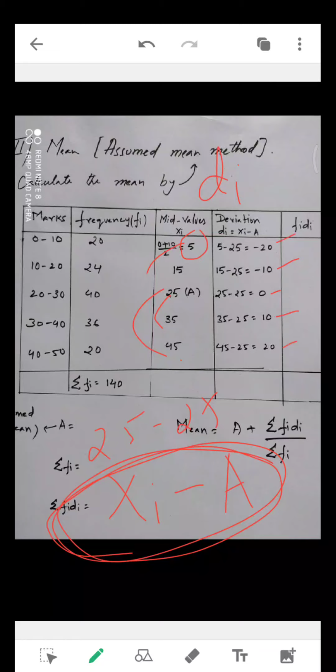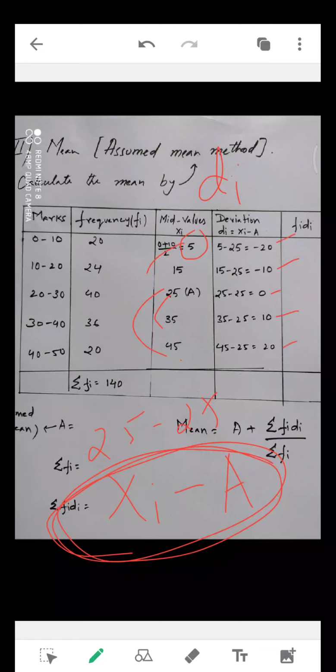So do you find any series, any pattern in this? Yeah, you will get a pattern. When you go up you will get negatives, and when you go down you will get positive values, mostly with the same difference. Okay, mostly they look like a series. So this is the way we find deviation.